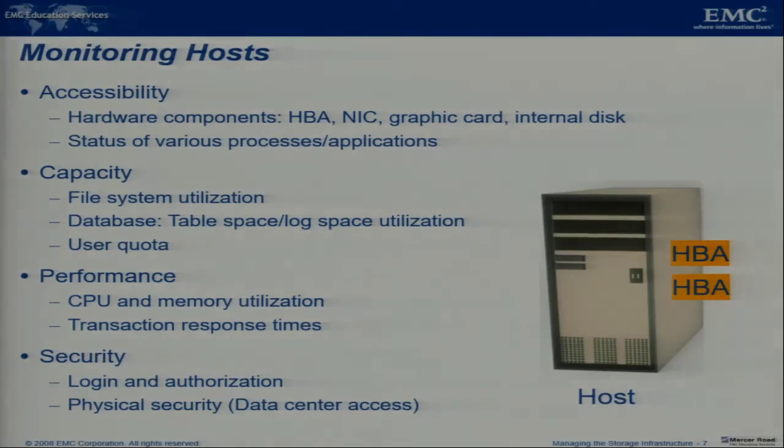Now we have seen the different parameters on which monitoring of security is done: accessibility, performance, security, and capacity. So let's see how all the different components are being monitored. What are the different components present inside an IP infrastructure or a SAN infrastructure? Hosts, networks, and storage.